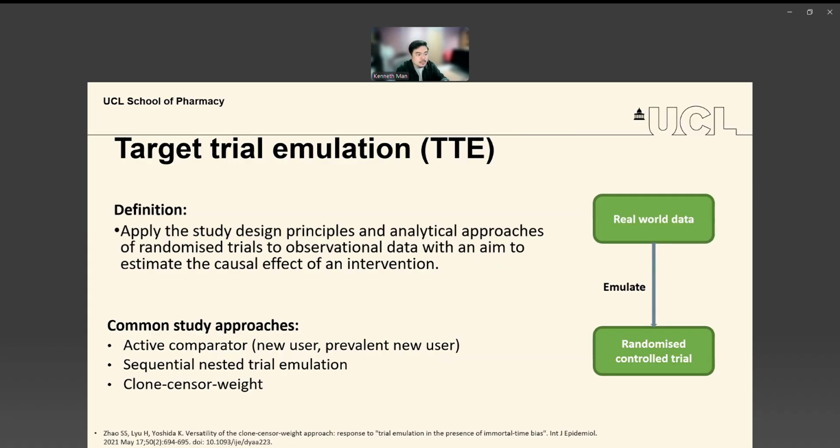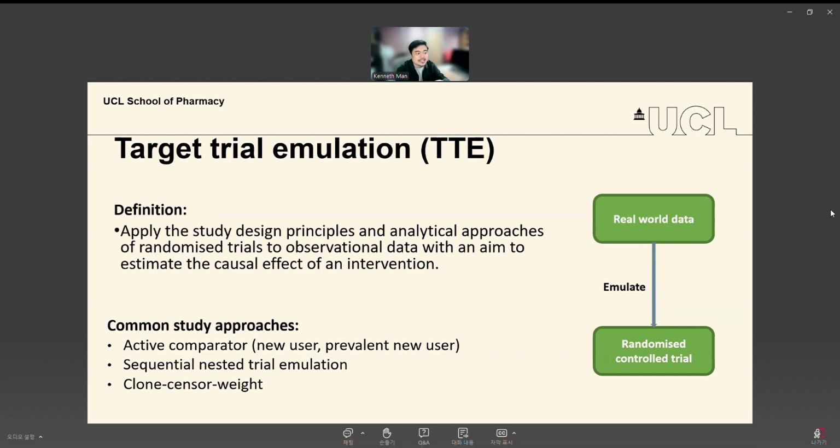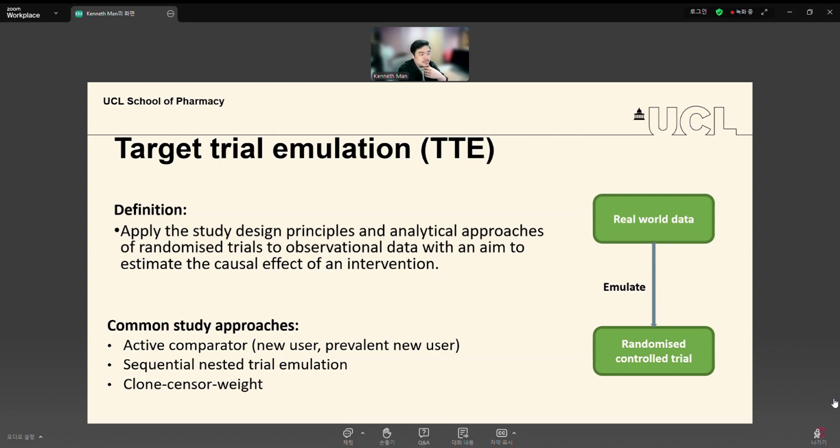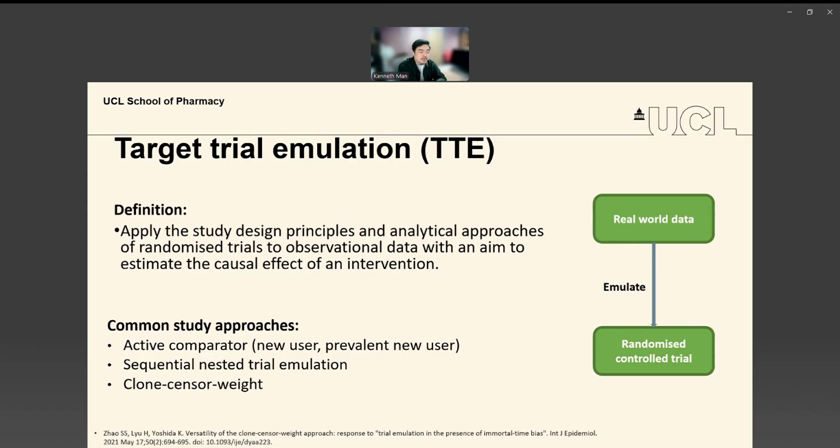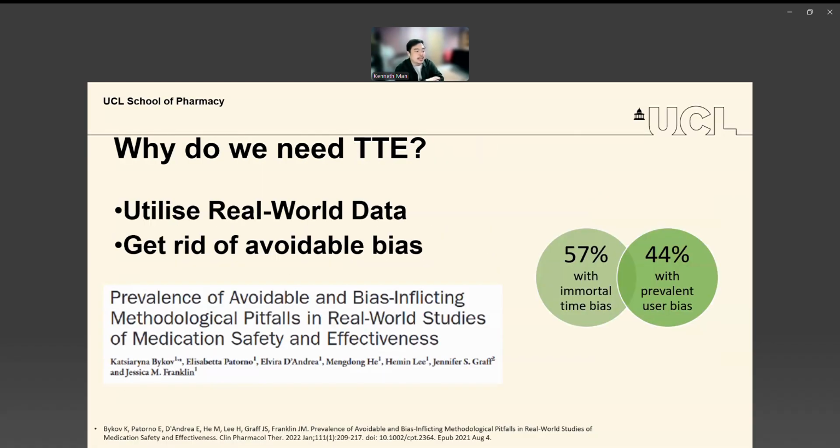There were a few common study approaches used in target trial emulation, namely the active comparator one. I believe many of you are quite familiar with this, and indeed this is the most commonly used approach. Then there were a few different types of approaches, namely the sequential nested trial emulation and today's main topic, the consensus weight. Before we talk about the details of the consensus weight, why do we need target trial emulation?